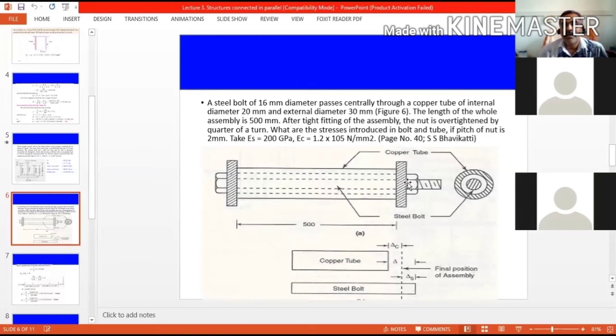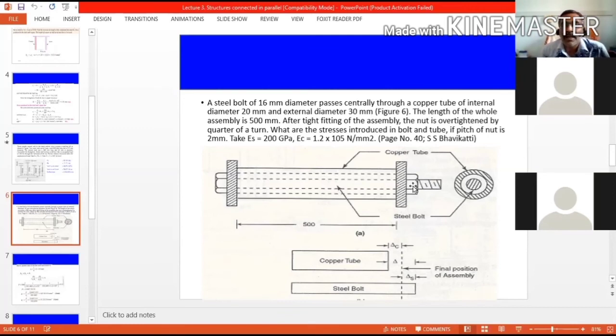Now, how is it assembled? First you take the bolt. After that, you put the washer from this side. Now you put the copper tube. After that, you put this washer. Now you use the nut to tighten it. Now what is happening here? This is very, very important. Now I will explain, you try to understand, right?